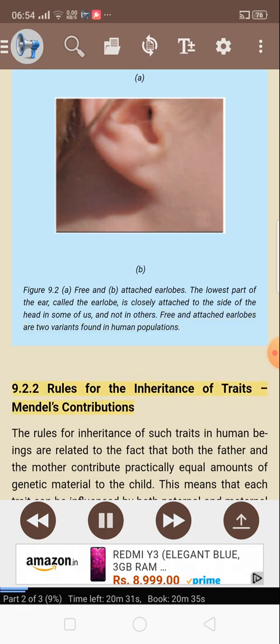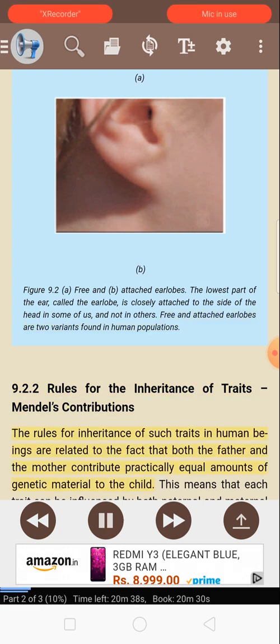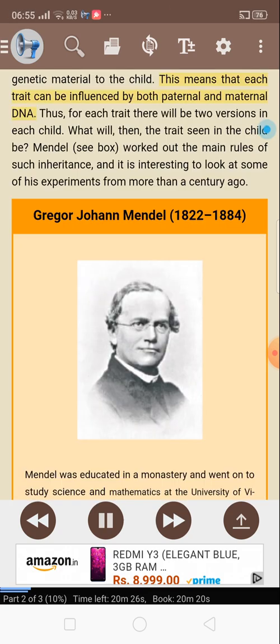9.2.2 Rules for the inheritance of traits. Mendel's contributions. The rules for inheritance of such traits in human beings are related to the fact that both the father and the mother contribute practically equal amounts of genetic material to the child. This means that each trait can be influenced by both paternal and maternal DNA. Thus, for each trait there will be two versions in each child. What will then be the trait seen in the child?